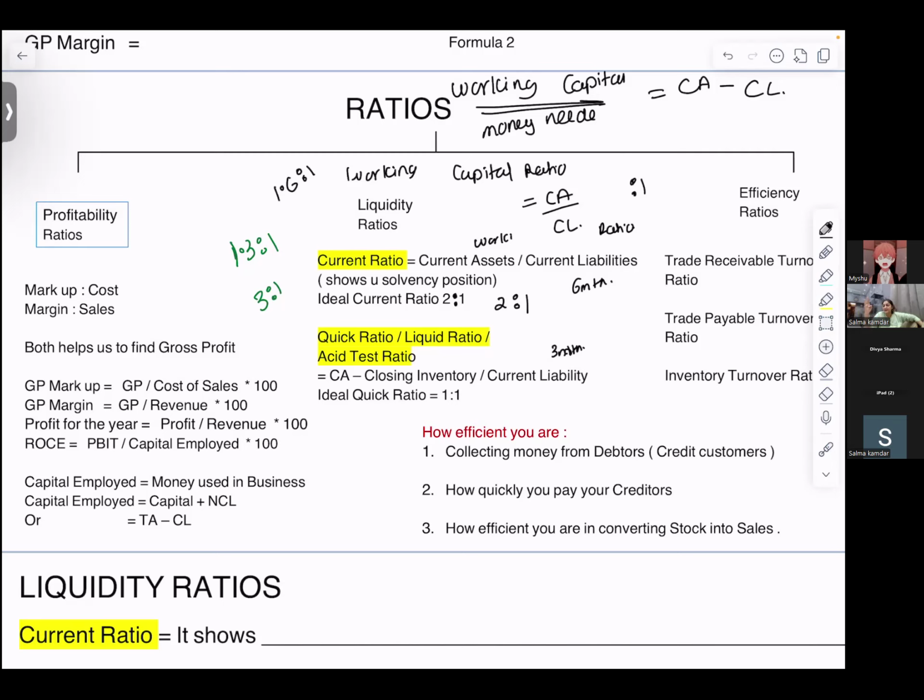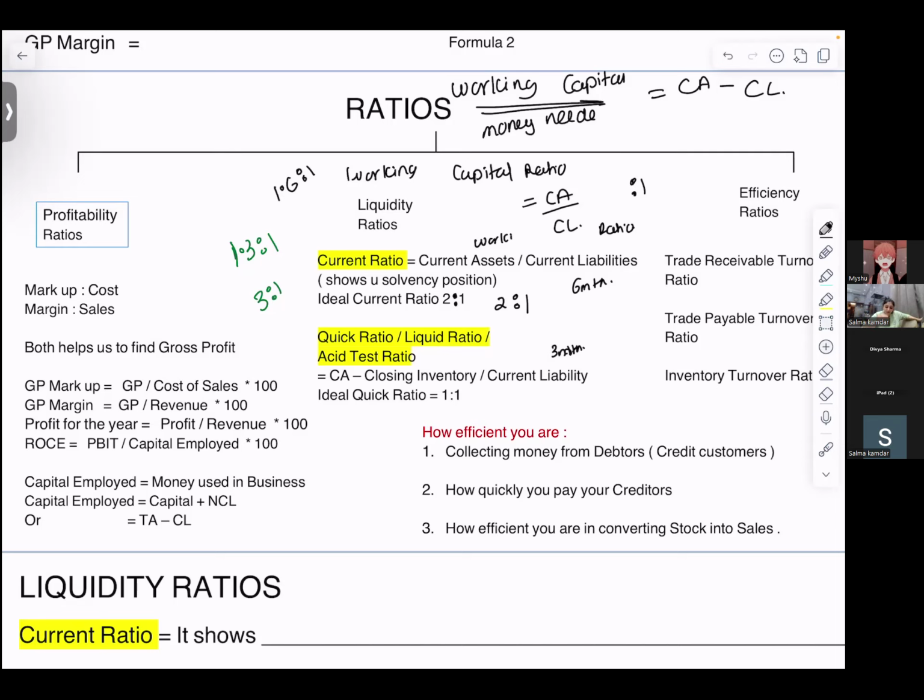What is working capital? Current assets minus current liabilities. What is working capital ratio? Current assets upon current liabilities. Okay, fine. So we learned the two types of ratios.